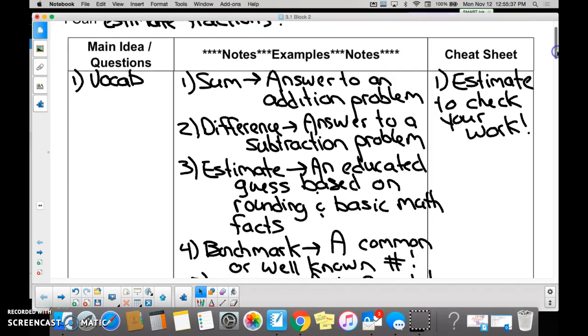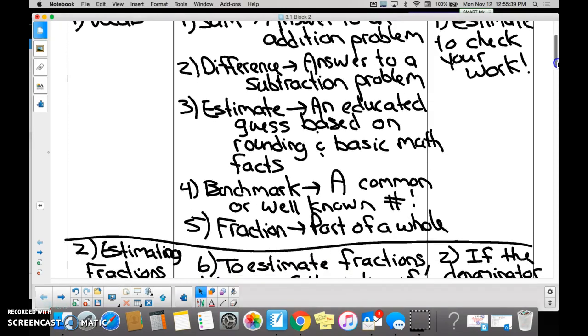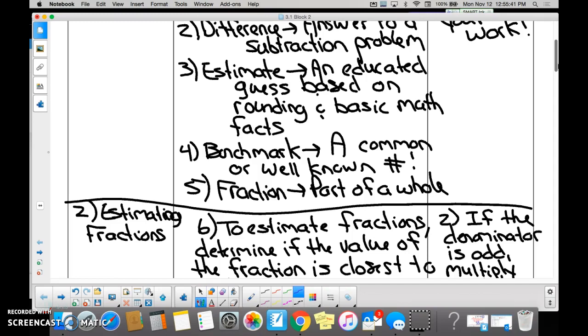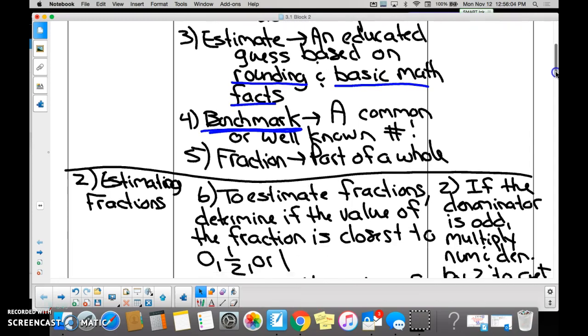The vocab, sum and difference, I think you guys are pretty good at. An estimate. In order to make an estimate or an educated guess, there are two things you must do. The two things are and basic math. Good. Okay, and then the other word that we haven't practiced much is benchmark. And a benchmark is what on the count of 3? 1, 2, 3. You guys are the best class at saying things in unison, better than block 1 or 3.